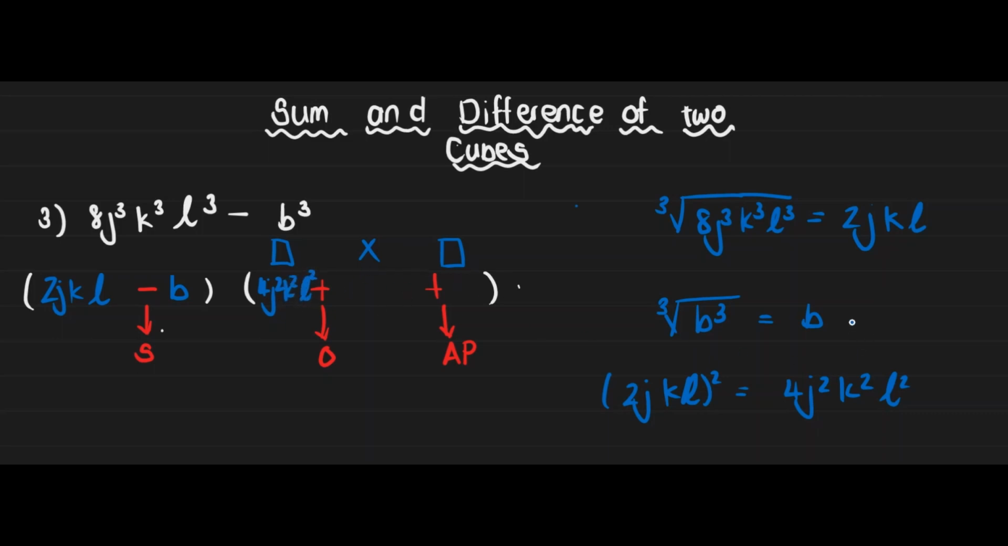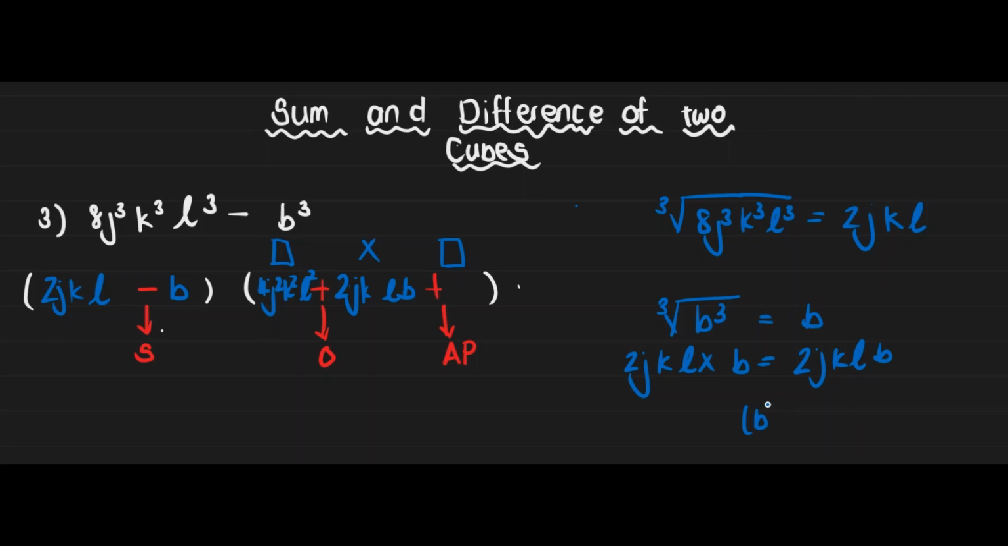Then here they say we need to multiply the first term and the second term. So let's do that. Let me erase this. It's going to be 2jkl multiplied by b, which is the same as 2jklb. So this one is going to be 2jklb. And the last one says square the second term, which is b. So you're going to say b squared, which is going to give us b squared. And this will be your final answer for this question.